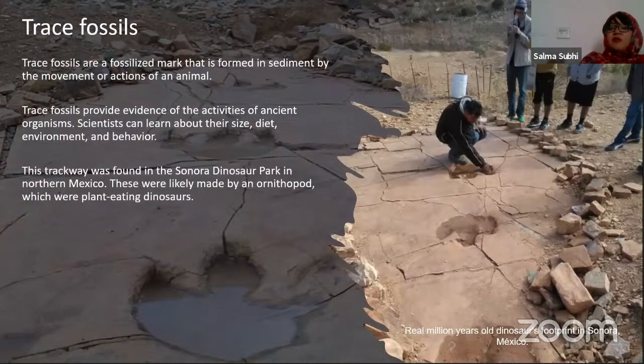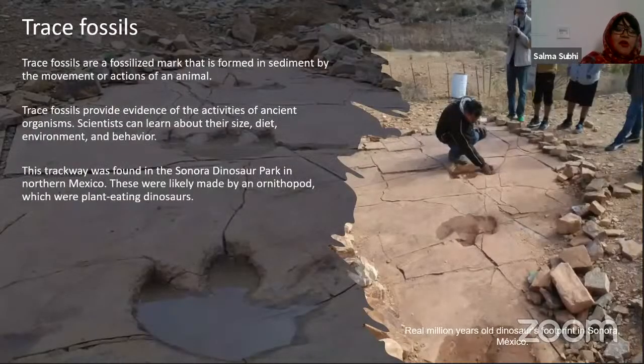And we can see here also a trackway. Let me tell you, this trackway was found in Sonora Dinosaur Park in northern Mexico. They are real. These were likely made by an ornithopod, which were plant eating dinosaurs. You can see here from the photo.